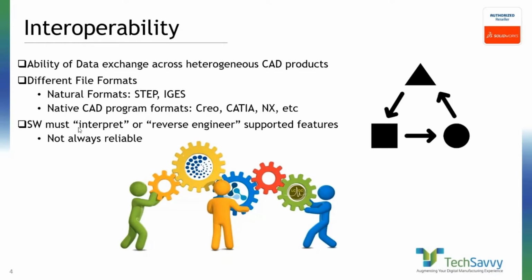Next, different file formats. If we broadly differentiate the file formats, we get two types. Neutral formats, for example STEP and IGES, and native CAD formats, Creo, CATIA, NX, etc. So what happens when we try to import data from different software into our SolidWorks products? SolidWorks must interpret or reverse engineer the supported features.